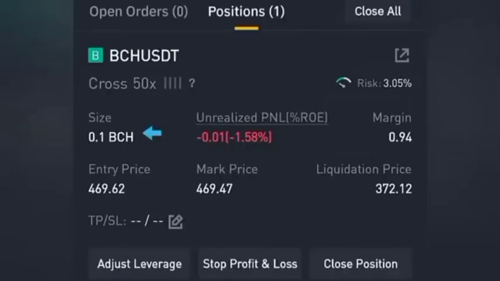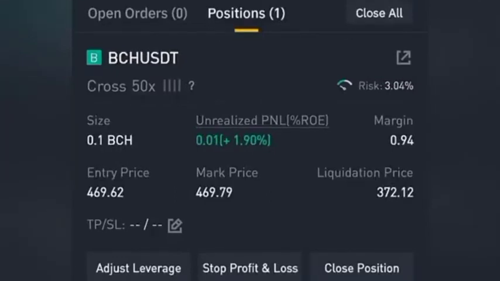So when your position is open, as you can see, there are different things right here. When you look at the size, you will notice that that is the amount at which I bought. When you look at the margin, that is the amount it is costing me right now to keep this position open. Understand? So as you can see, it just cost me 0.94 USDT to keep this position open.